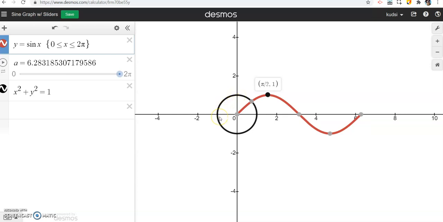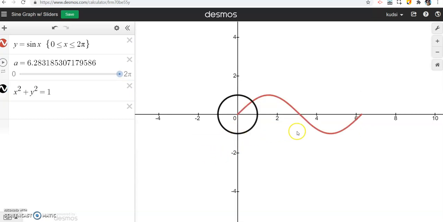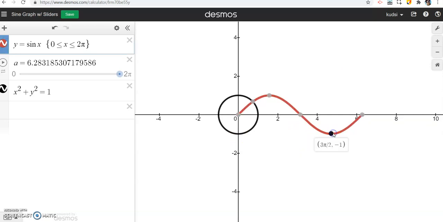When you get over to here at 180, or at pi, that's when you're back to 0. When you're down here at the bottom point, that's 3 pi over 2, minus 1. And then 2 pi is the finish. So these are the key points of your unit circle. As it goes up and it goes down, that's 1 cycle.